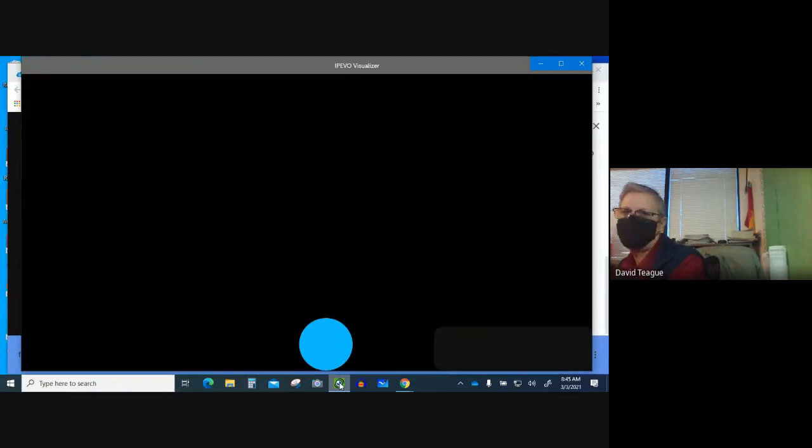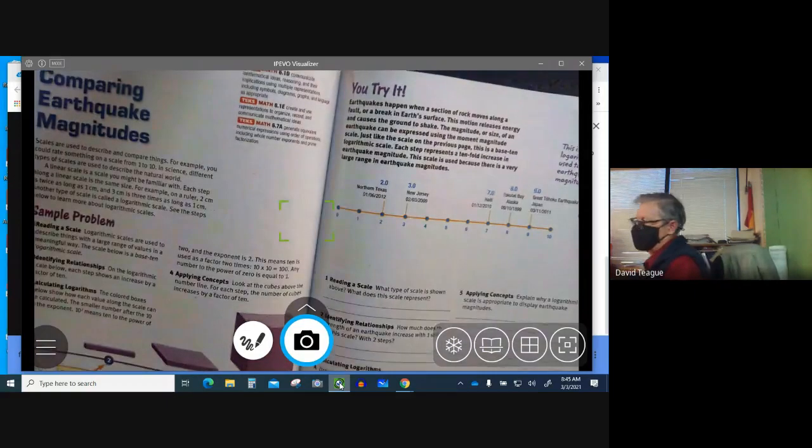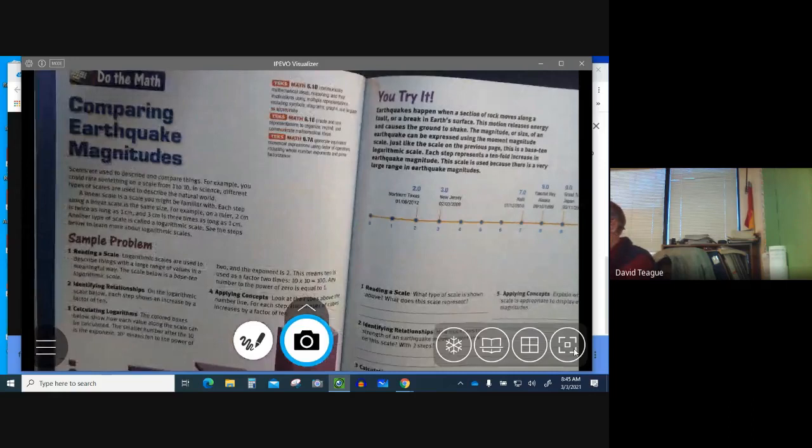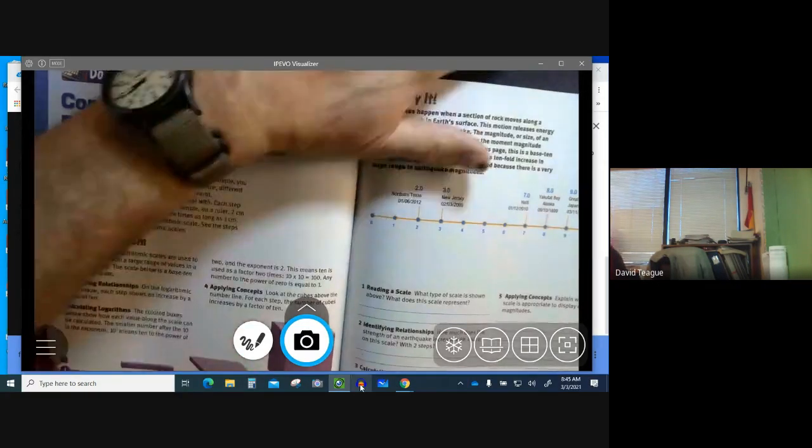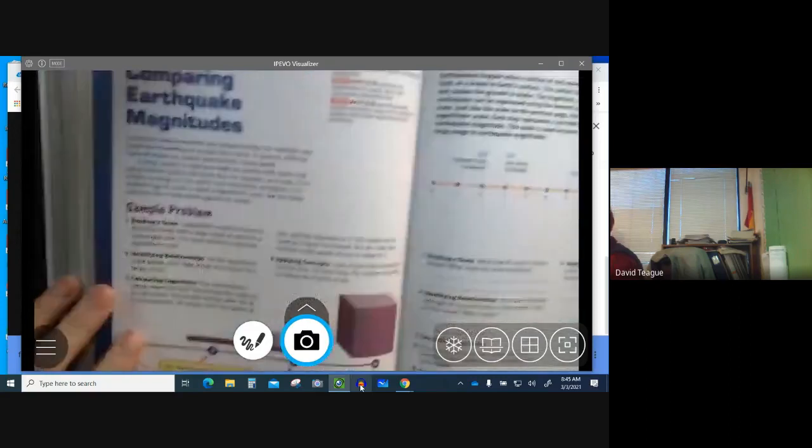Okay, we're on page 434 in your science book. I just wanted to go over this. We've been talking about earthquakes all week, but they also use this scale when they talk about earthquakes that has to talk about magnitude, or how strong they are. I wanted to go over it because next week in math, we're going to be talking about exponents and powers.